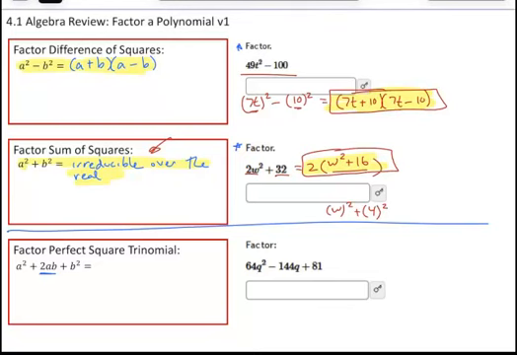There's another pattern with two terms that's the sum and difference of cubes. We're not going to talk about that at this time.